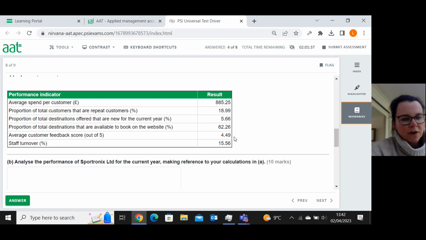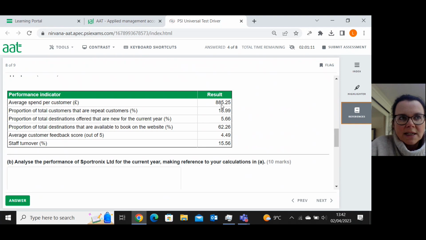Right, so they're looking for you to go through each of these and basically make a couple of relevant comments on each one, which, like 2 times 5 is 10, and gives you your 10 marks. So thinking about average spend per customer. We saw that the average amount per customer has reduced. That would be a relevant comment, just describing what's happened.